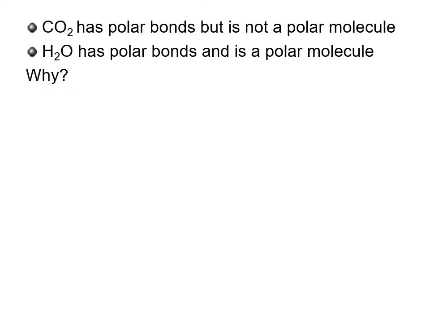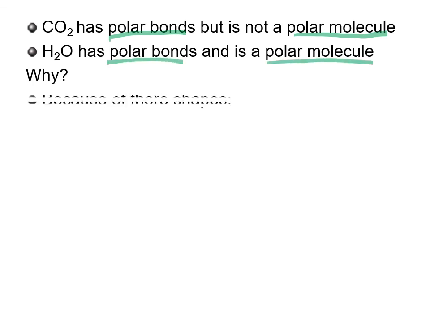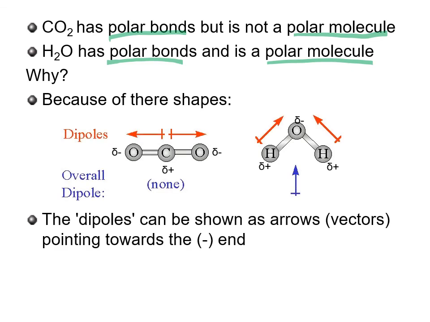So, for example, CO2 does have polar bonds, but is a non-polar molecule, whereas water, which also has polar bonds, is a polar molecule. And it has to do with the interaction of the dipoles within the shapes. So we can represent these dipoles with an arrow. We do a positive on the tail of the arrow and a pointing towards where the negative is.